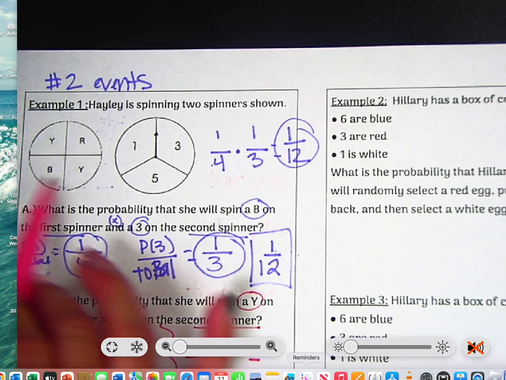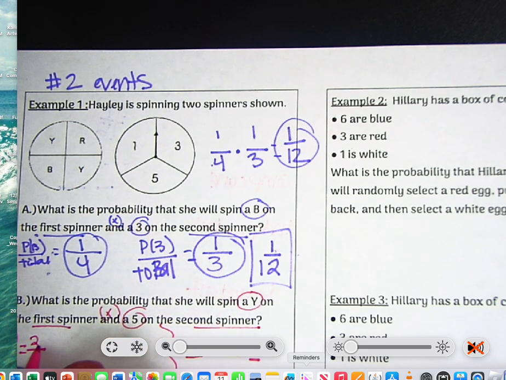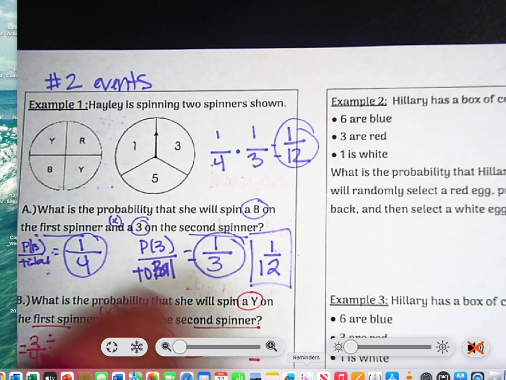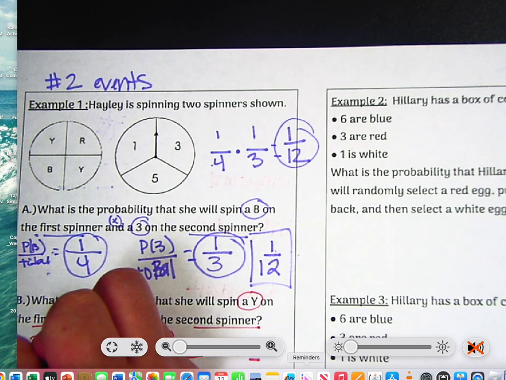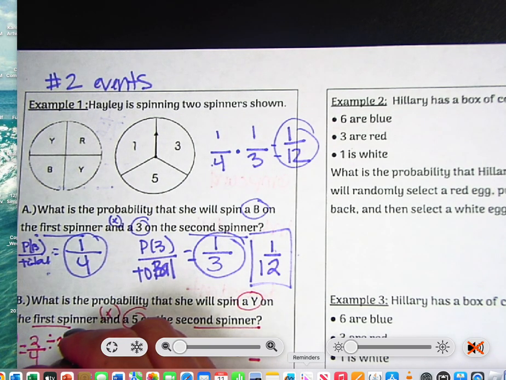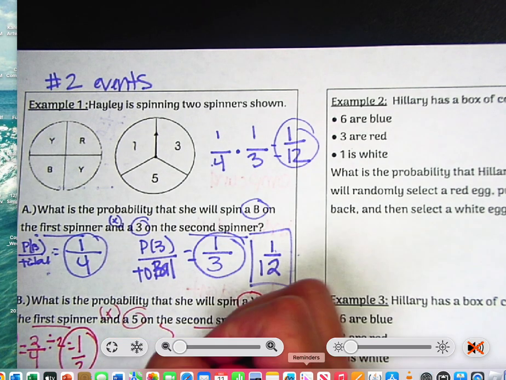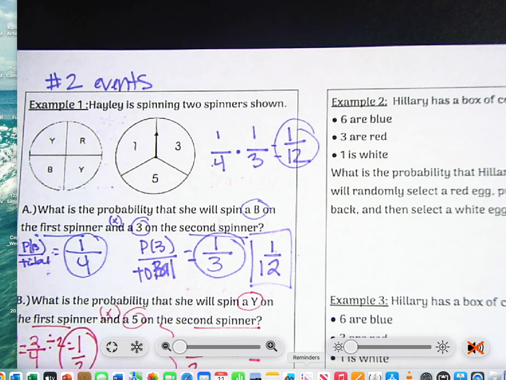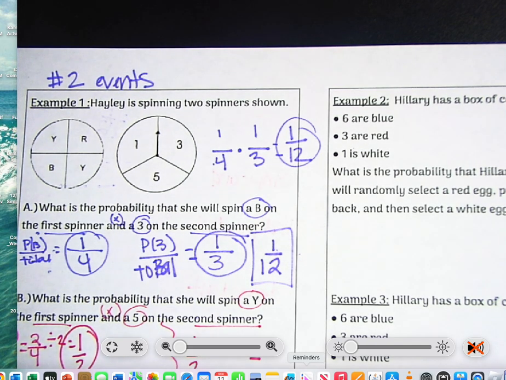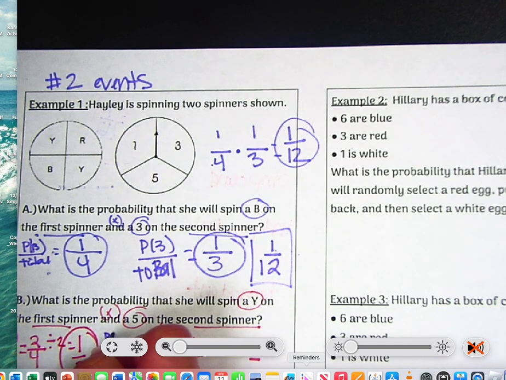So how many Y's are here? There are 2 Y's out of the 4. So I'm going to go ahead and simplify because I know I can divide both numbers by 2. 2 divided by 2 is 1. 4 divided by 2 is 2. So that's my first event. I'm going to transfer it over here. My second event is the probability of landing on a 5. So I'm going to write the probability of landing on a 5 over my total.